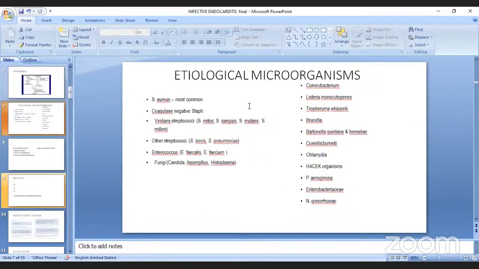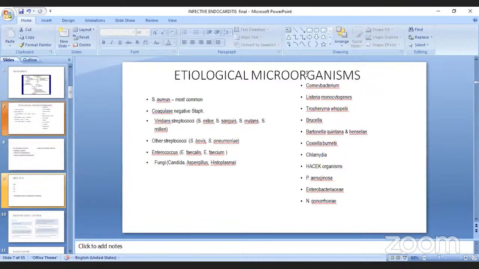Now the etiological microorganisms. You have to remember that S. aureus is the most common organism. I told you before also that in the age group of more than 15 years, Streptococci had the predominance. Then coagulase-negative staph, also known as CoNS, Streptococci viridans, other streptococci such as S. bovis and S. pneumoniae, then enterococcus like E. faecalis and E. faecium, and then fungi, of which the most common one is Candida.